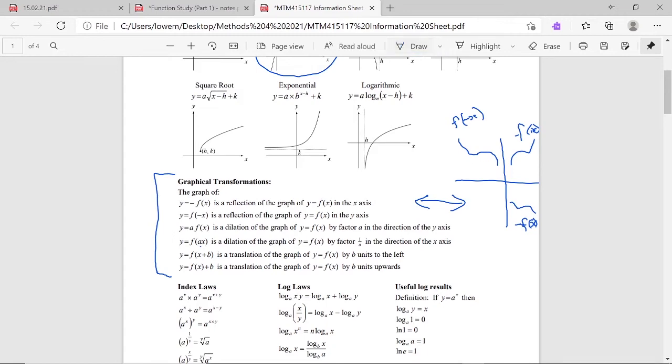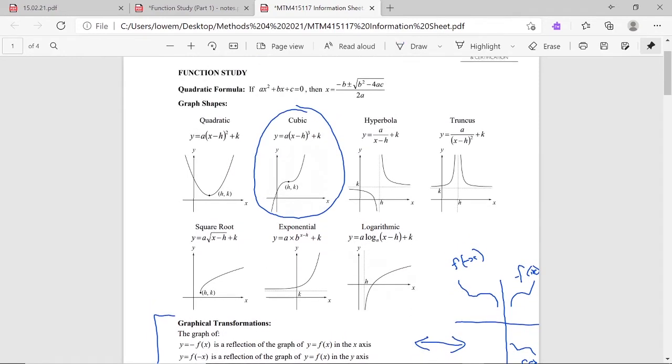Okay, so let's just have a look here. You'll notice in our cubic that it says x minus h. Because it's got this minus h, that's why the graph is drawn to the right. So it's translated h units to the right. If we had x plus h, it would be translated h units to the left. So that's something you need to be aware of.